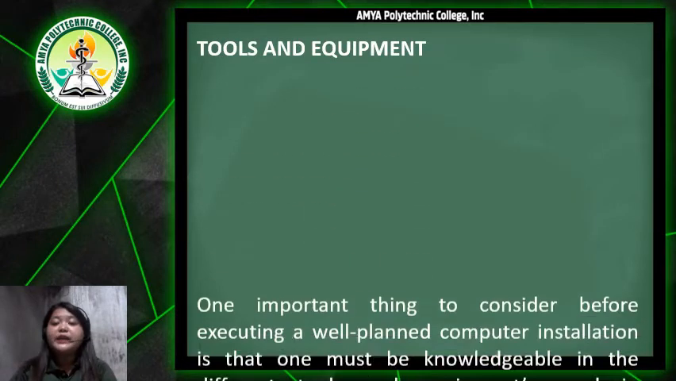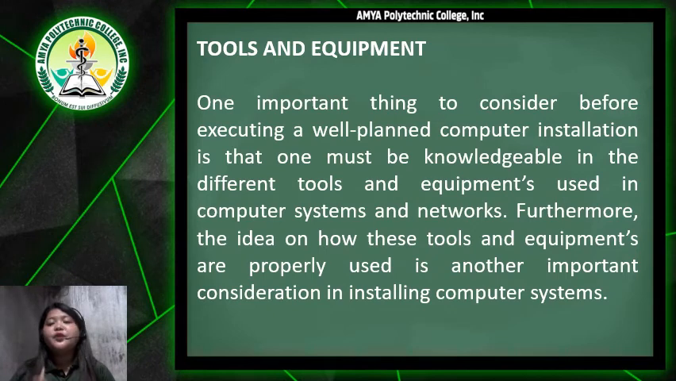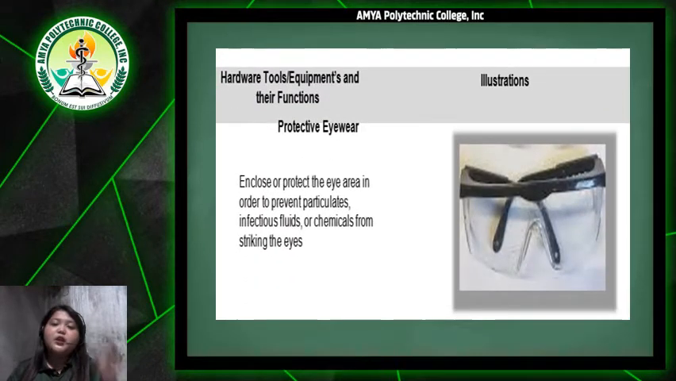Next are the tools and equipment. One important thing to consider before executing a well-planned computer installation is that one must be knowledgeable in the different tools and equipment used in computer systems and networks. Furthermore, the idea on how these tools and equipment are properly used is another important consideration in installing a computer system. Here we have the hardware tools, equipment, and their functions, and the pictures are on your right side.